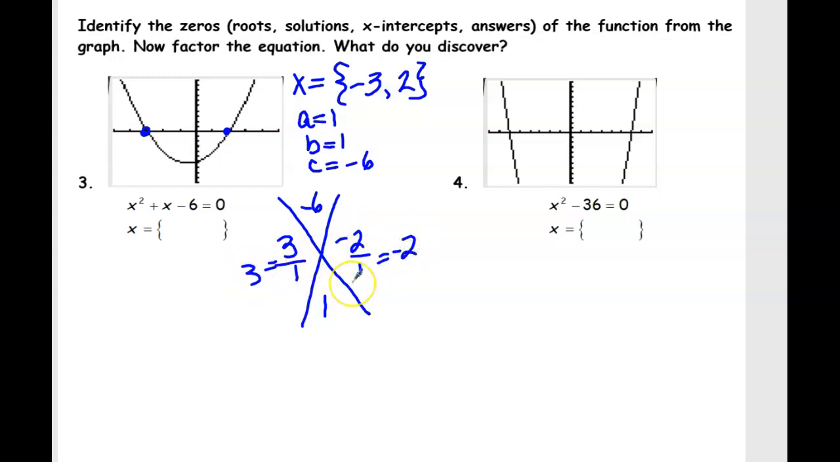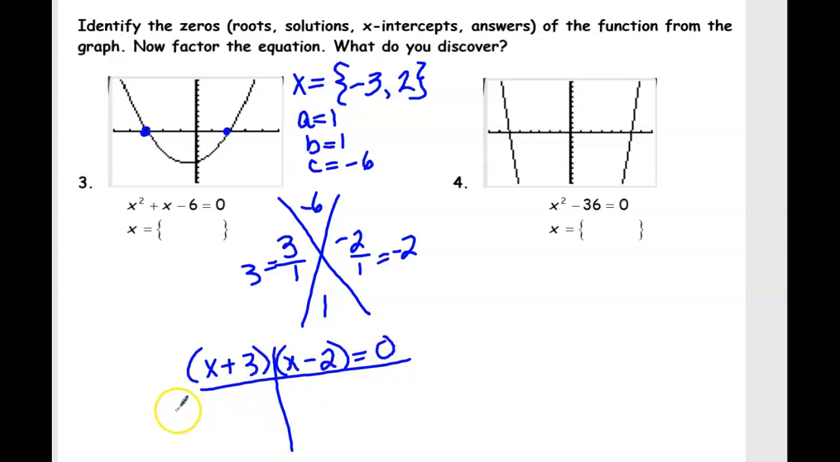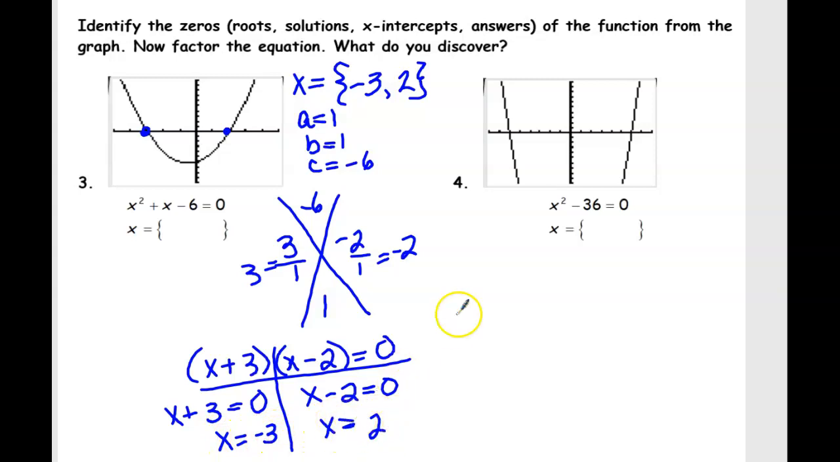All right, so if we take these two binomials, x plus 3 and x minus 2, and set them to 0, let's see what happens. So x plus 3 is equal to 0, and x minus 2 is equal to 0. Using the zero product property, our x is -3, and our x is 2. Just like we got looking at the graph. So you can use the graph to kind of prove your work.